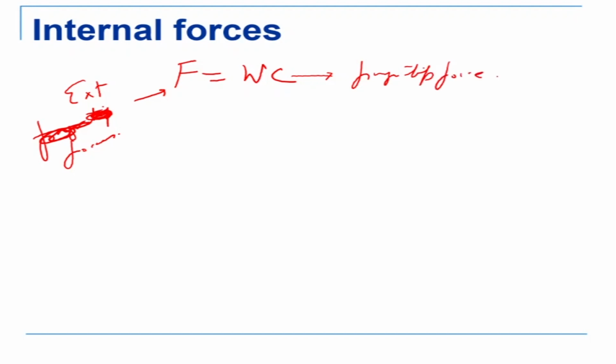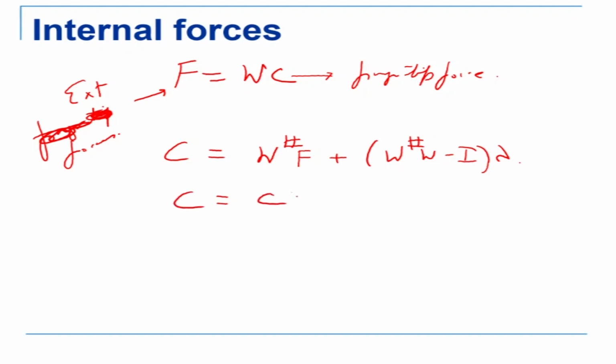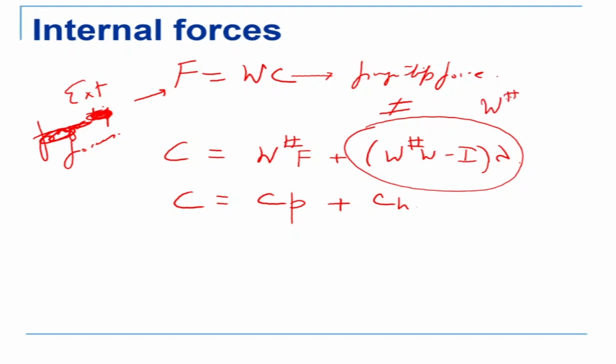Now I want to find what is C. So C is equal to W hash into F plus W hash into W minus I into lambda. And we saw that this solution comes in 2 parts: C is equal to C particular solution plus C homogeneous solution, CH. This is not equal to 0, and it happens because W hash is a pseudo inverse, because it is not an exact inverse. That means this term will not become equal to 0, and you can have multiples of that, with a positive constant.